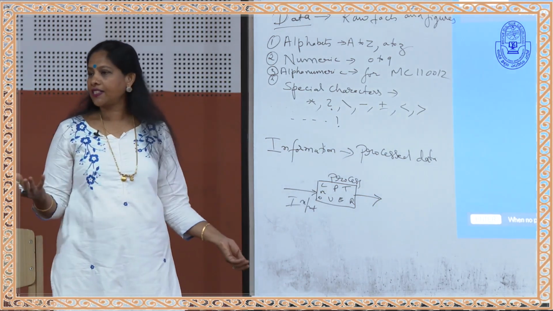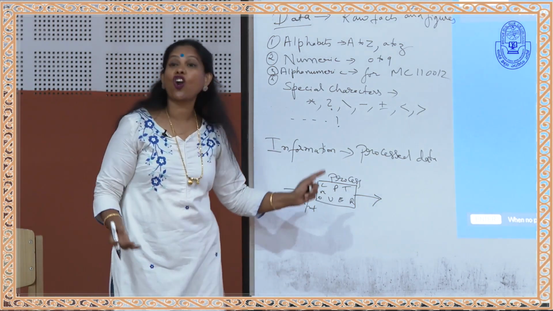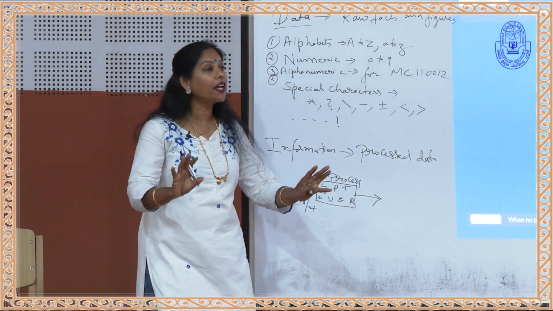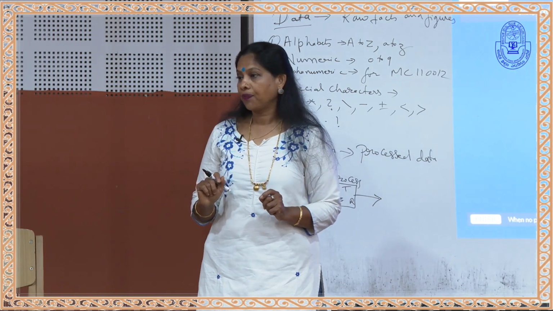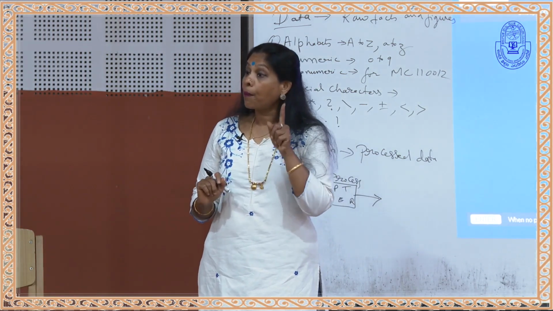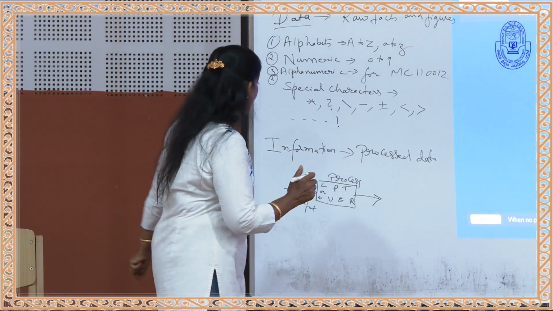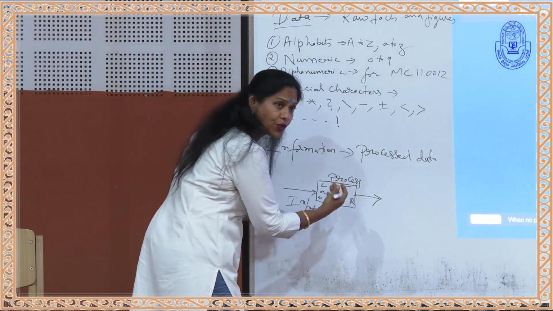Now you don't understand, right? This is called raw data. Raw data means it does not have any meaning. Information is processed data. So when it gets processed, you don't know what that is.